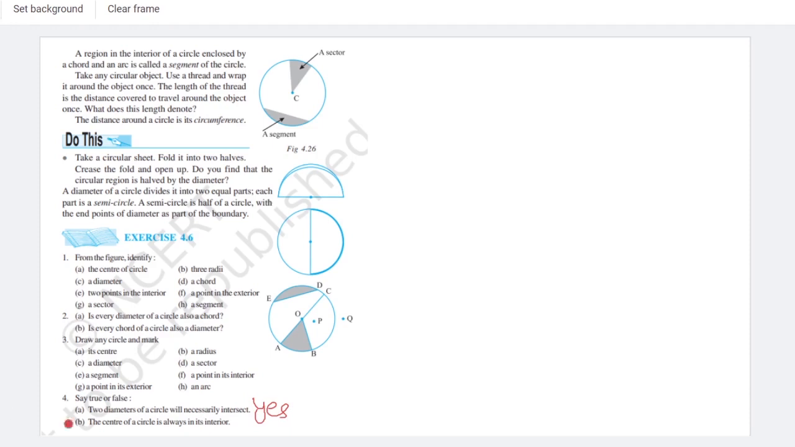Next one: the center of the circle is always in its interior. Yes, center cannot lie outside the circle. So center will always be inside the circle, and therefore it is interior. So that answer will also be yes.